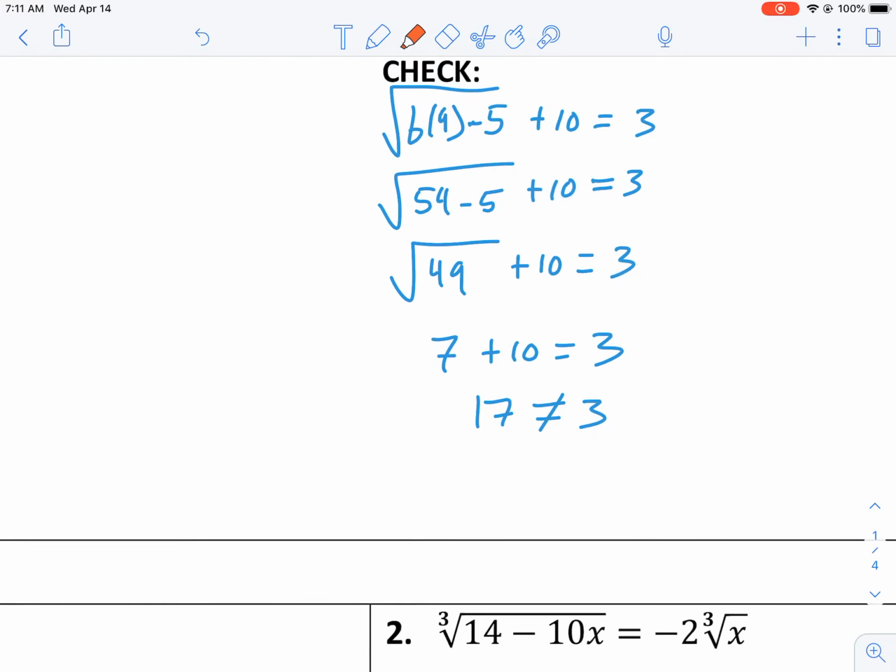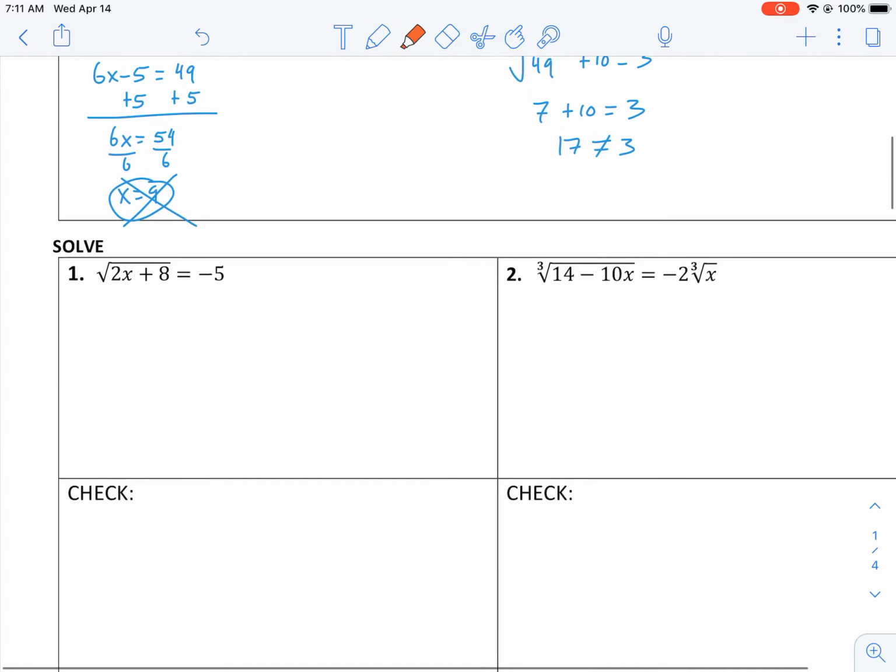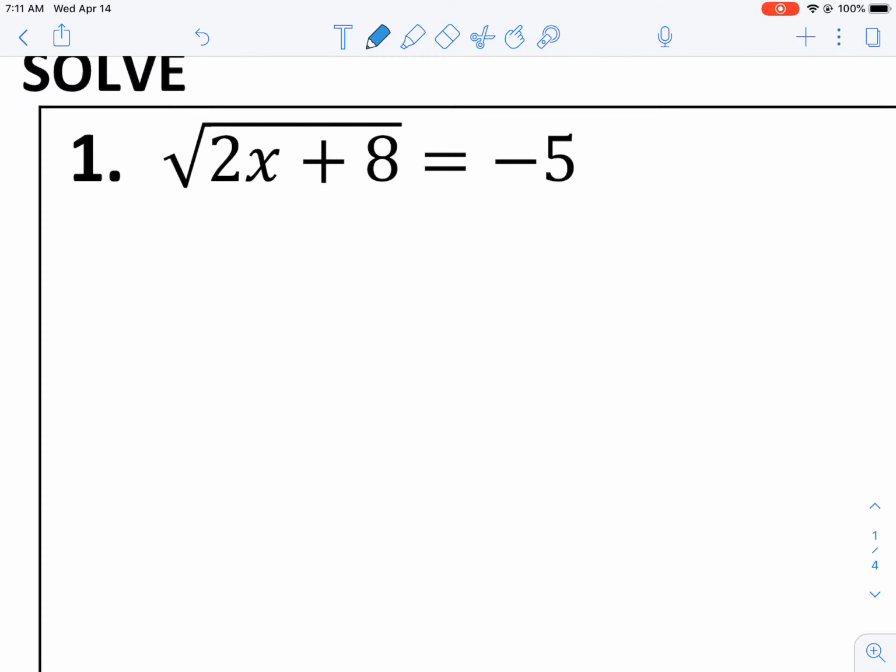I mean, you can plug it in and check every time. That's what I recommend. But basically, if you have the square root of something equals a negative, that's going to be bad for you. That means this is going to be extraneous right here, because again, see how we're turning that into positive 25?